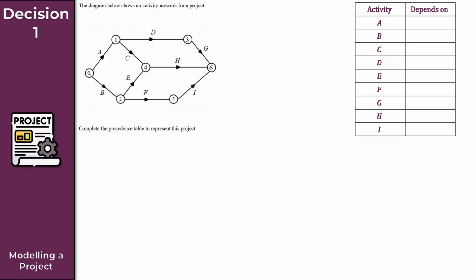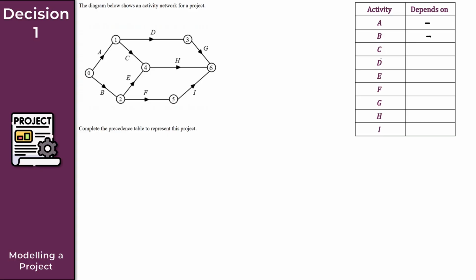Now, starting off from the source node here, we have activity A and activity B. Now, as we can see then, activity A and activity B are not dependent on any previous activities, right? So for activity A and activity B in the precedence table, you just put a dash here, right? And that indicates then that they're not dependent on any previous activities.